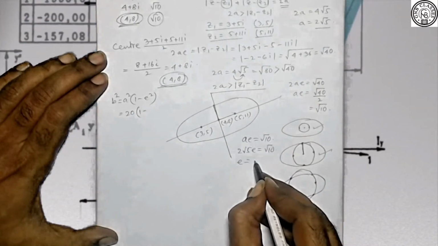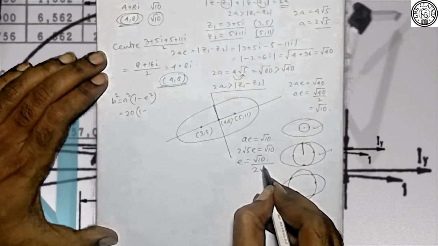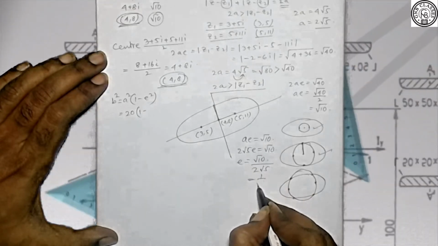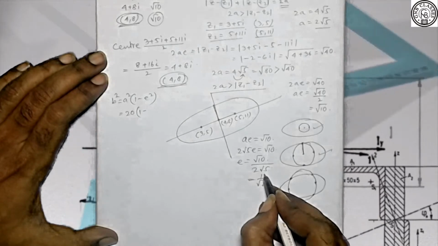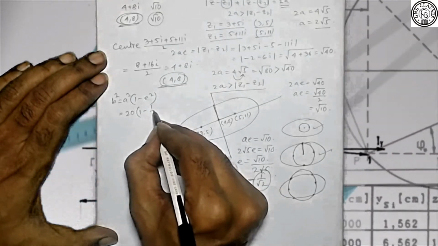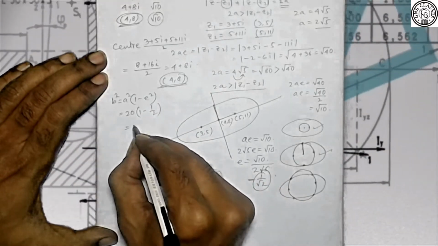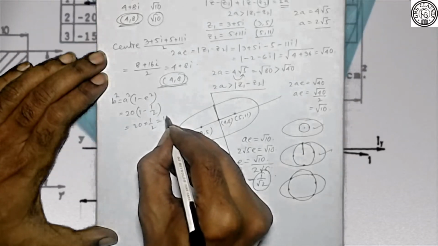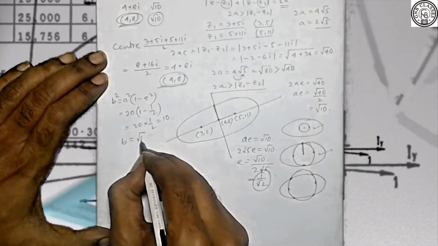So, e is what? Root 10 by 2 root 5, which gives us 1 by root 2. Therefore, e is 1 by root 2. Let me put it here. So, we are having what? 20 into half, that gives us 10. So, b is coming to root 10.